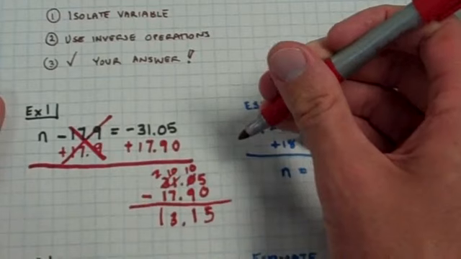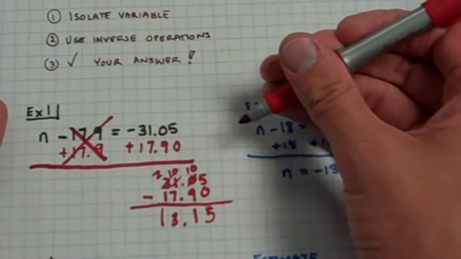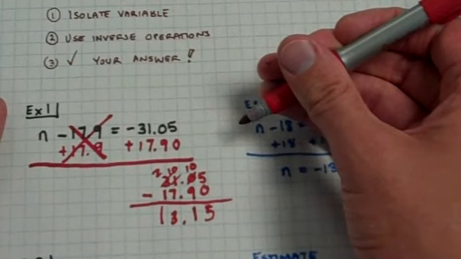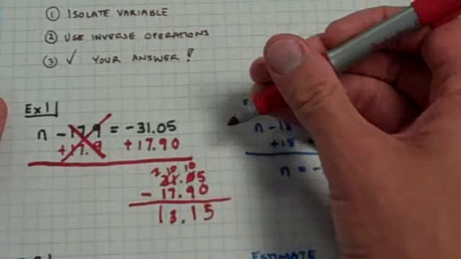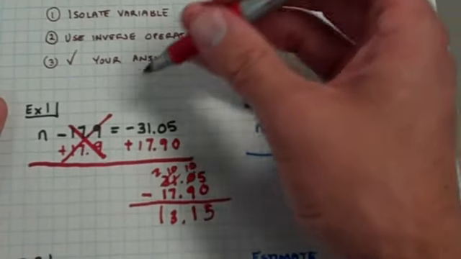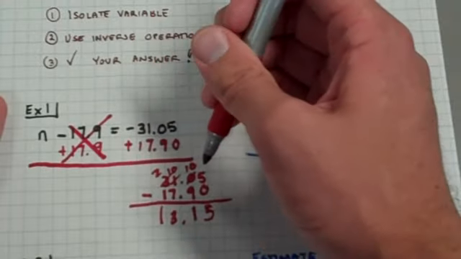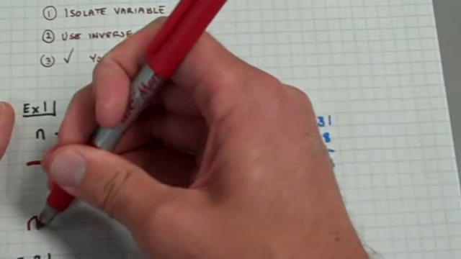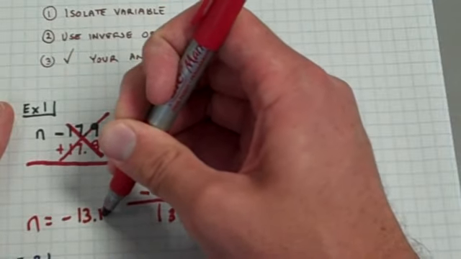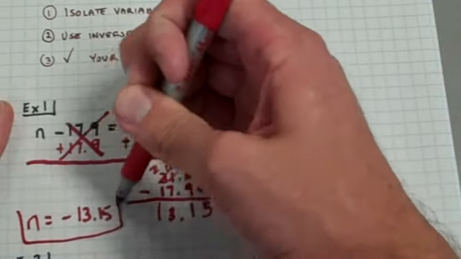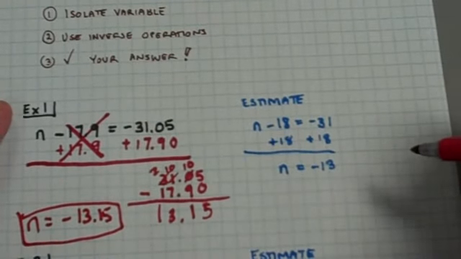Remember, the last step when you're adding numbers that are negative and positive is that we have to determine whether that is a negative 13.15 or a positive. And remember, you always take the sign of the number that had the bigger absolute value. That number was negative 31.05. So our answer is n equals negative 13.15. And that sure is close to my estimate of negative 13. So let's move on to the next problem.